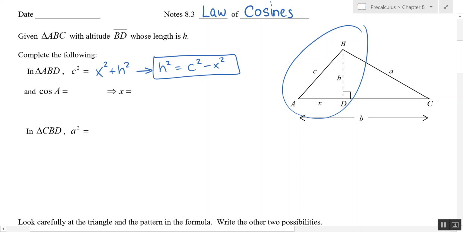The next piece of this is also based upon the triangle on the left, and we know that the cosine of angle A is equal to the adjacent over the hypotenuse side. So cosine of A is equal to side x over side c. Multiplying both sides by side c gives us x is equal to side c times the cosine of angle A. This is the second substitution that we'll use in the formula.